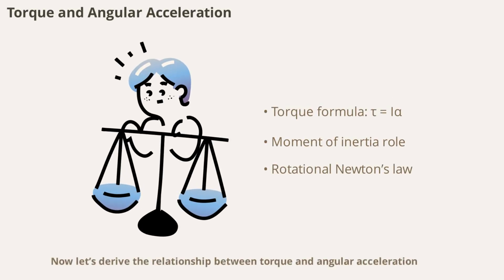Now let's derive the relationship between torque and angular acceleration. According to Newton's second law for rotation, the net torque tau acting on a body is equal to the product of its moment of inertia I and its angular acceleration alpha. Tau equals I alpha. This equation is fundamental in rotational dynamics, just as F equals ma is in linear motion. It tells us that the greater the moment of inertia, the harder it is to change the rotational speed of an object.